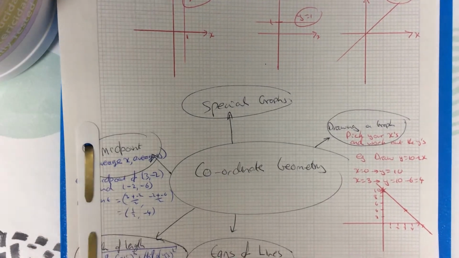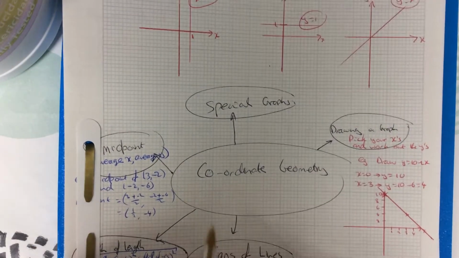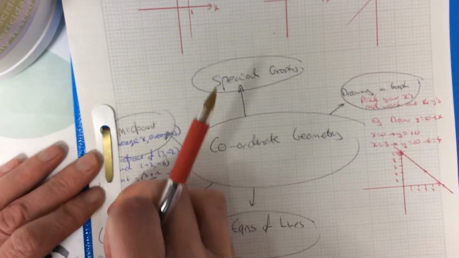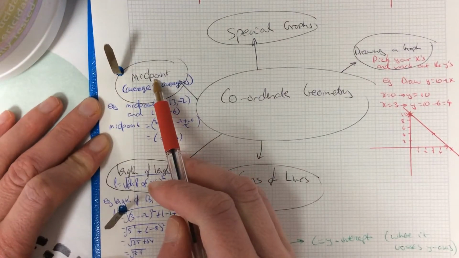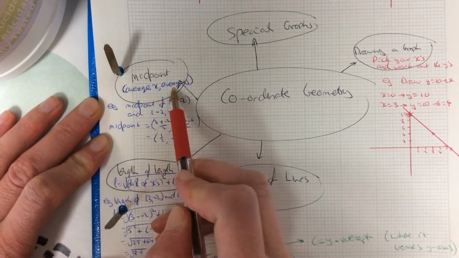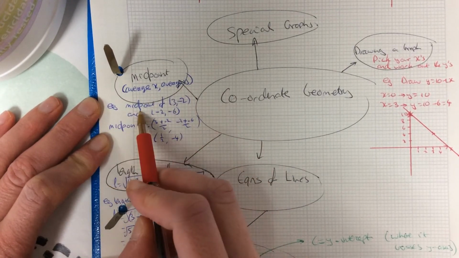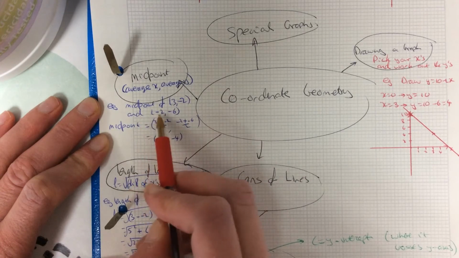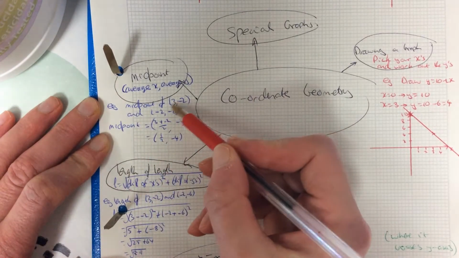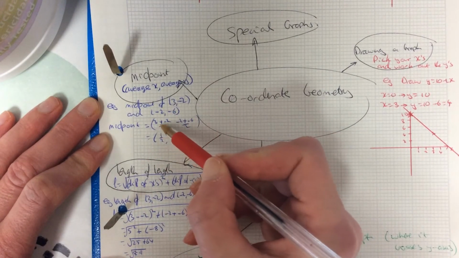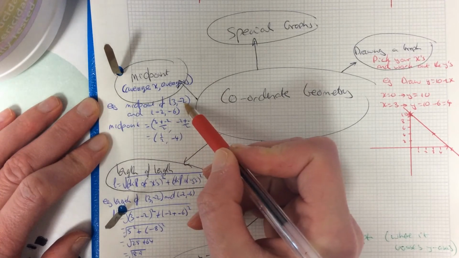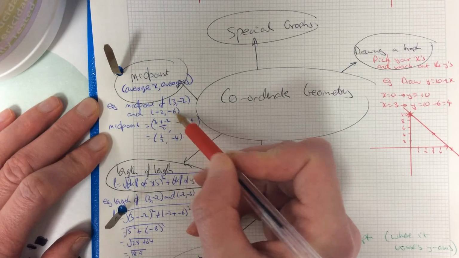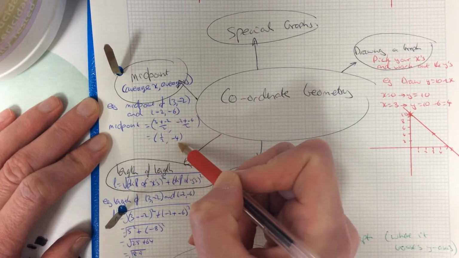Okay, I'm just going to chat you through the coordinate geometry bubble because it's quite straightforward. So some of the bits and pieces you need to have in this bubble is the midpoint. The midpoint is the average x and the average y. So for example, if I wanted the midpoint of (3, -2) and (-2, -6), I would add the x's, so 3 add -2, and then divide by 2, so it's a half. And I do the same with the y's. So -6 add -2 is -8 divided by 2 is -4.